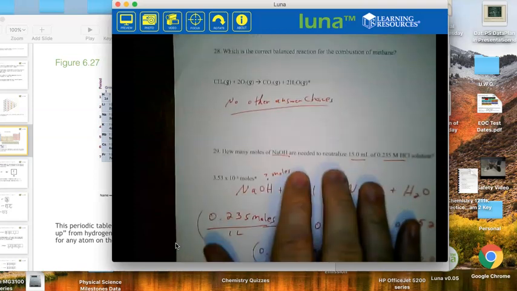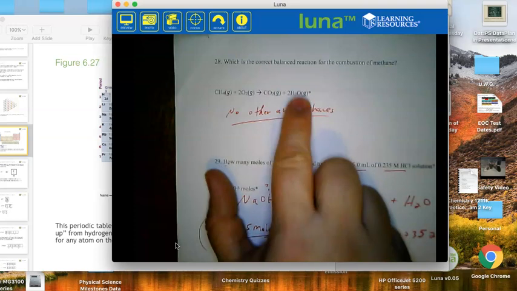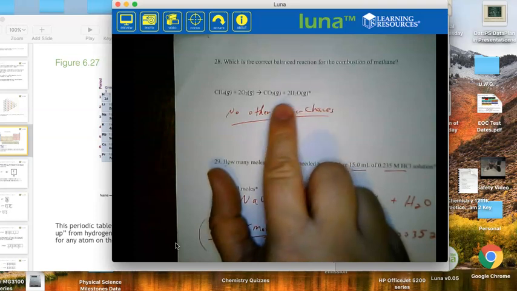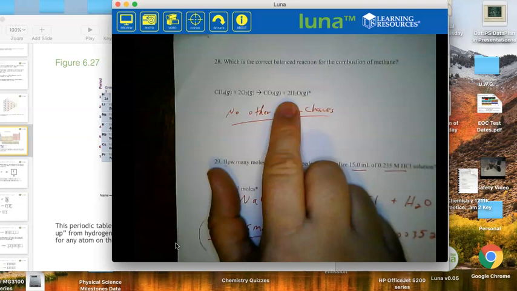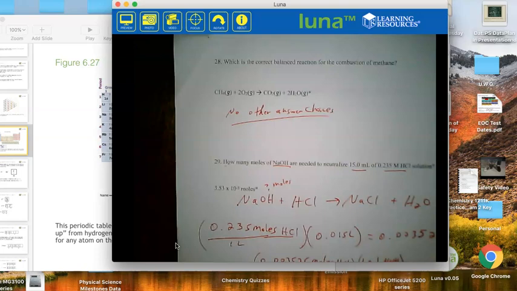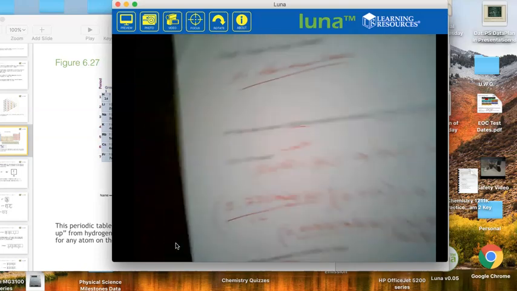Number 28 here, there are no other answer choices. I should have left them, there were some answer choices there, and I think I erased them. So this is the answer for this question, but it's referring to multiple equations where some of them are not balanced, or some of them are not combustion reactions. So anyways, just be expecting that possibly on the test.